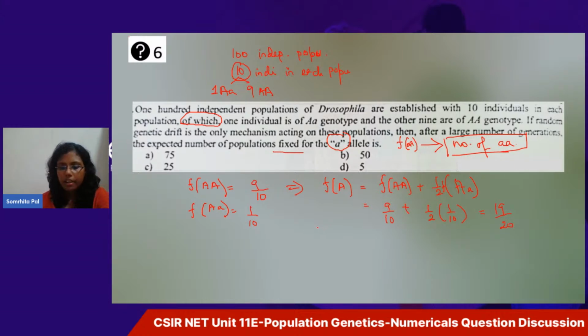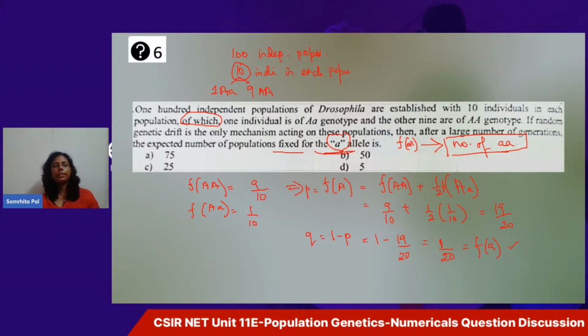So this is my p. My q will be how much? 1 minus p, so that will be 1 minus 19 by 20, which equals 1 by 20. What is this q? This is nothing but my frequency of the recessive allele. Why am I finding the frequency of the recessive allele? Because I need to find the number of individuals who are having this recessive allele. That is why I have to come up to this value.